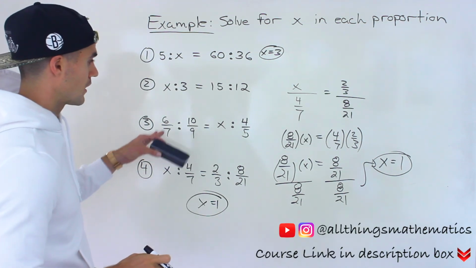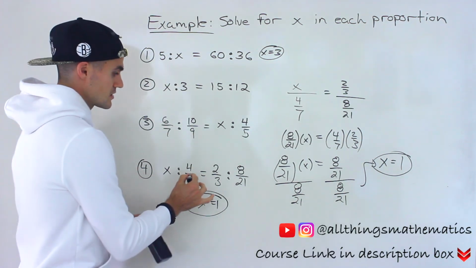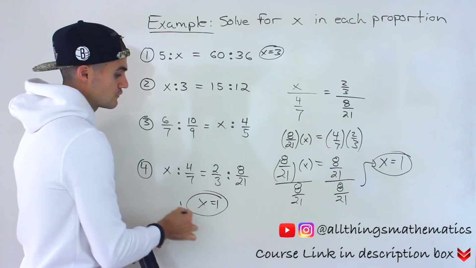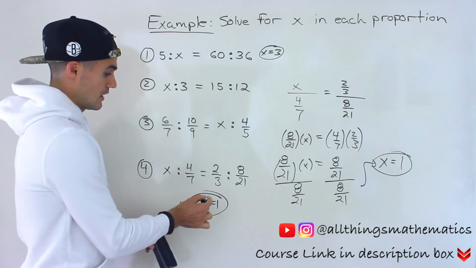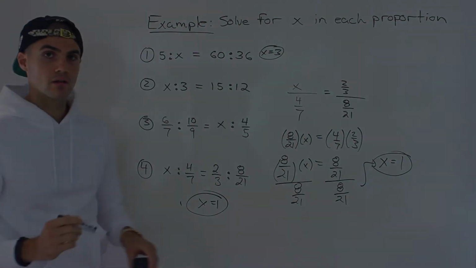So with number 3, we got a fraction answer, but just because there's fractions in the ratios doesn't mean that the final answer is always going to be a fraction. Sometimes you can get a whole number like that.